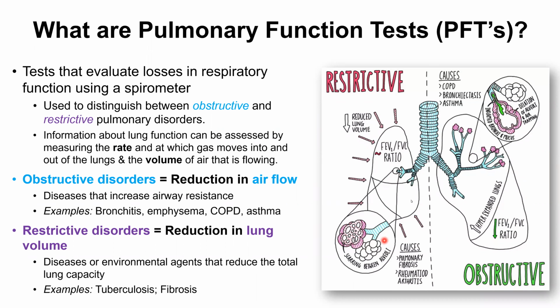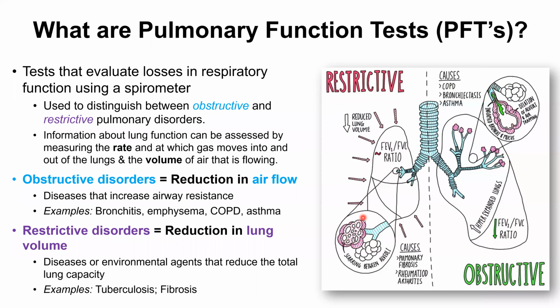On the contrary, restrictive disorders have been classified as being those that reduce lung volume. So as we can compare the two, obstructive versus restrictive, obstructive disease actually makes the lungs bigger. Restrictive diseases tend to make the lungs smaller.